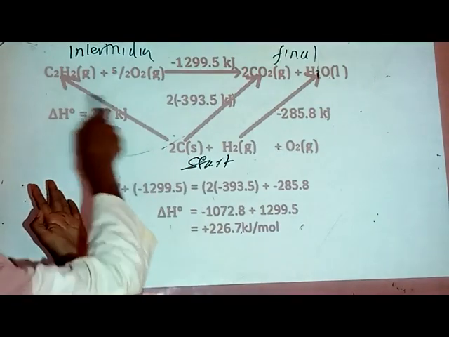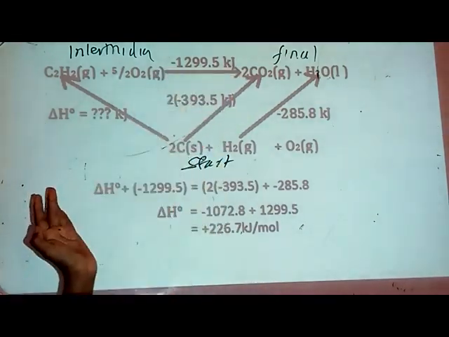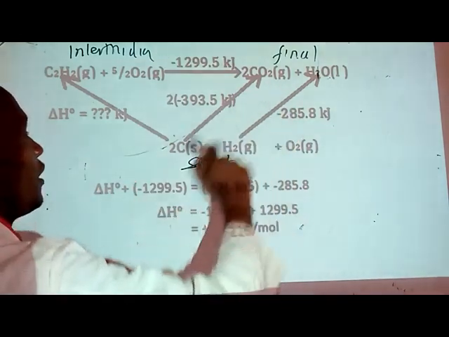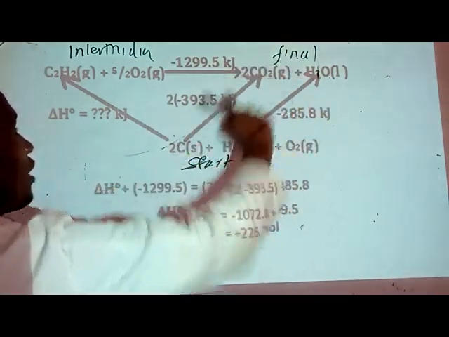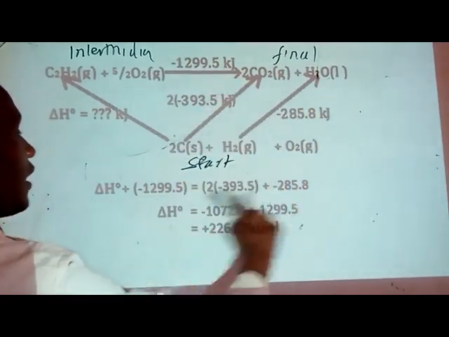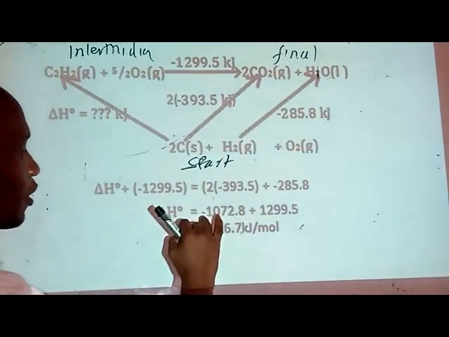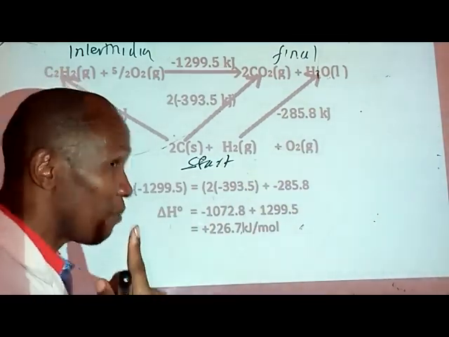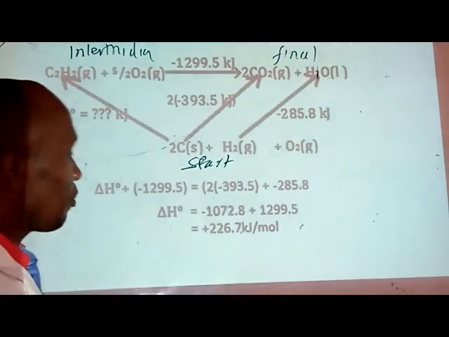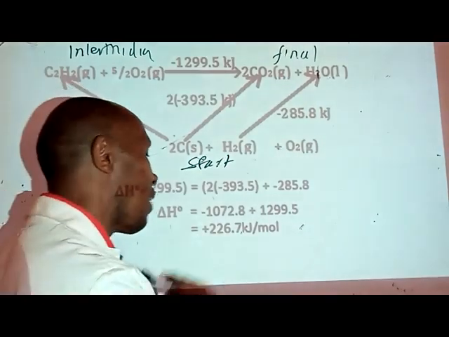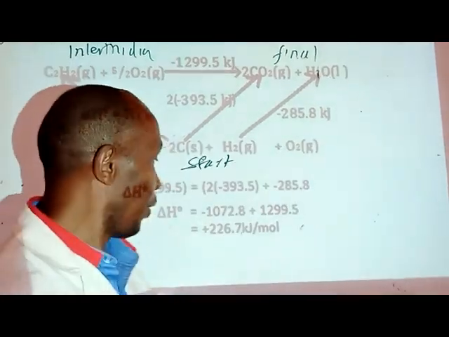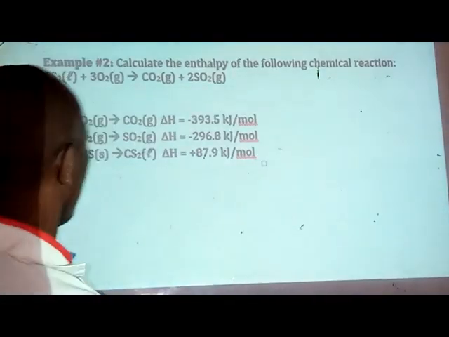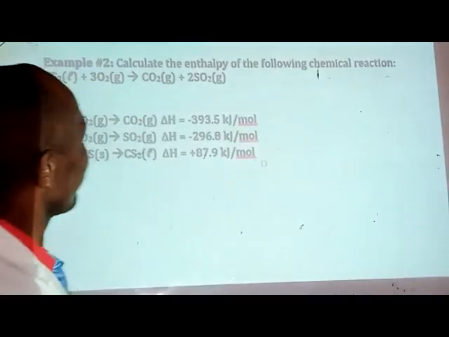Now the delta H, that is unknown, plus negative 1299.5 is equal to this plus that plus that. So that is what I got. The rest is arithmetic, not even mathematics, by the way. So my enthalpy is coming to positive 226.7 kilojoules per mole. I think we can do with another example.